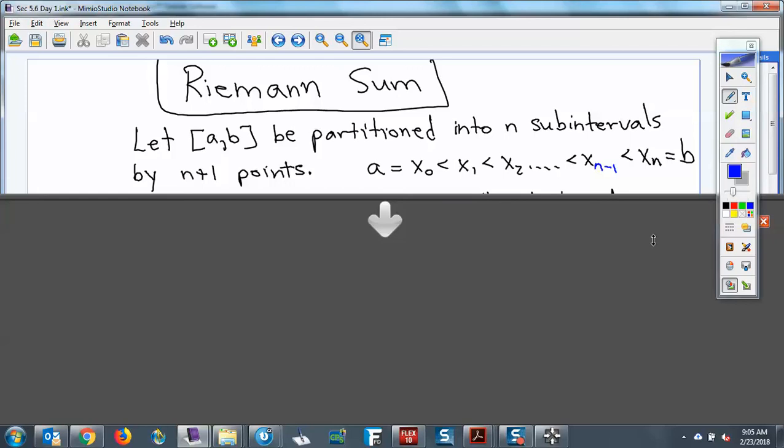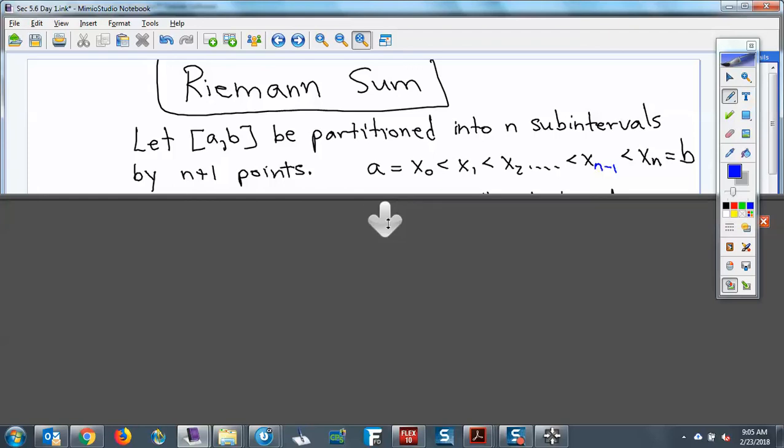Now that's n+1 points because we start counting at 0. So if you have 10 subdivisions, you go 0 through 10, that's 11 points. 10 subdivisions would be 11 points. So all this is saying is that x sub 0 is to the left of x1, which is to the left of x2. We just go down, that's all that's saying, so easy.